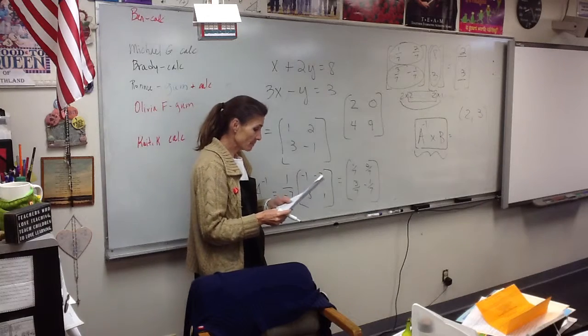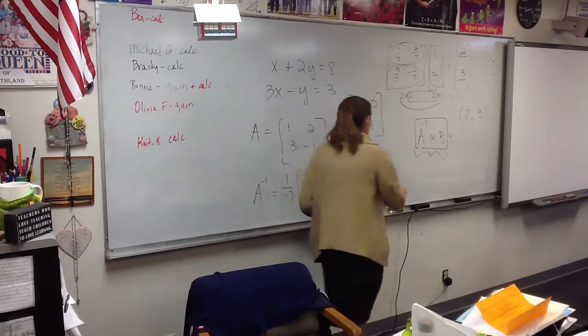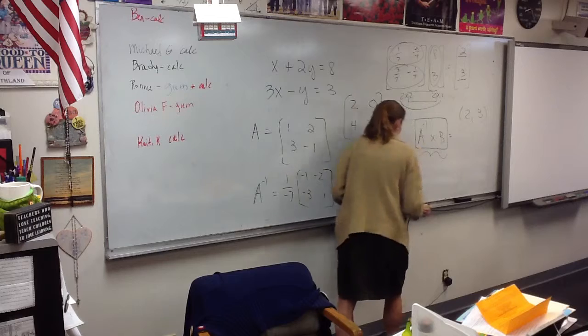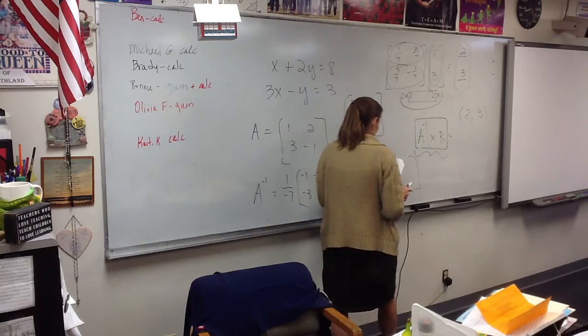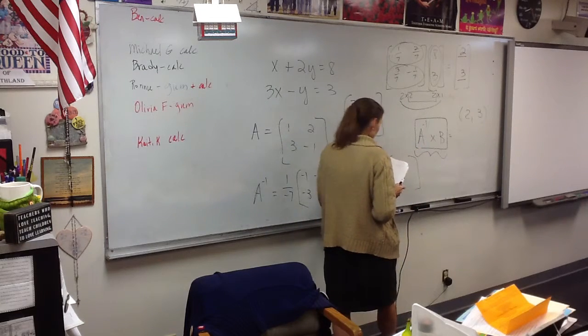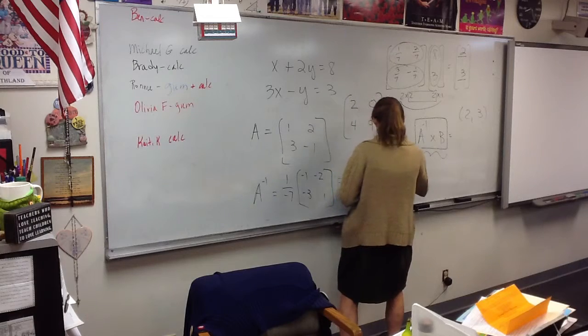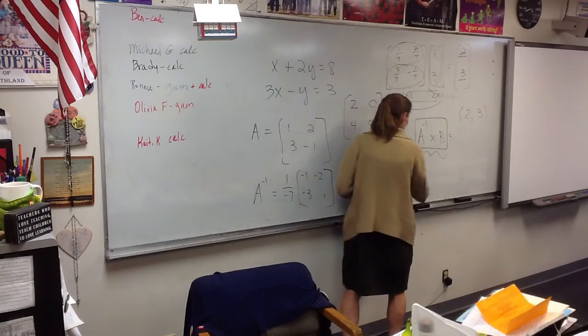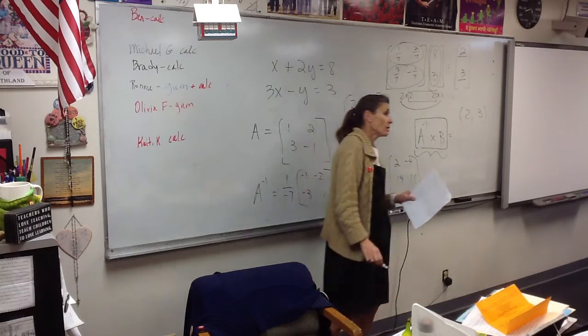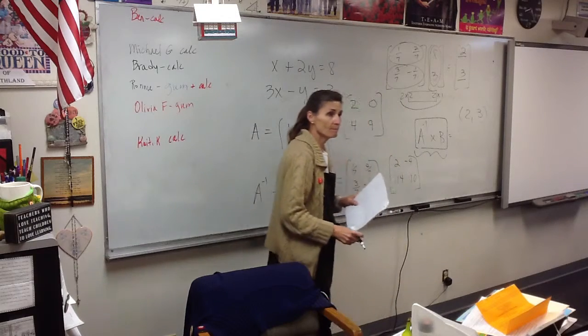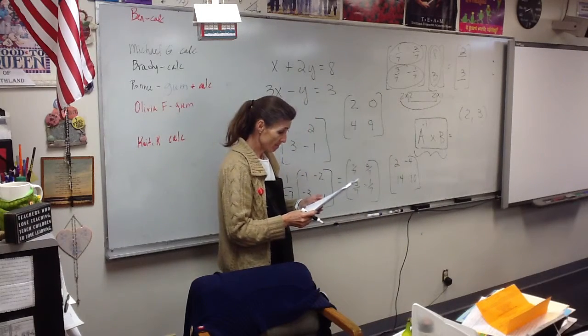That's easy. How about 2B? I bet you can do that one too. What's 2B mean to do? Take everything in B and times it by 2. So 2, negative 4, 14, 10. Okay with that? And what do we call the number 2 in that problem? A scalar. Yeah.